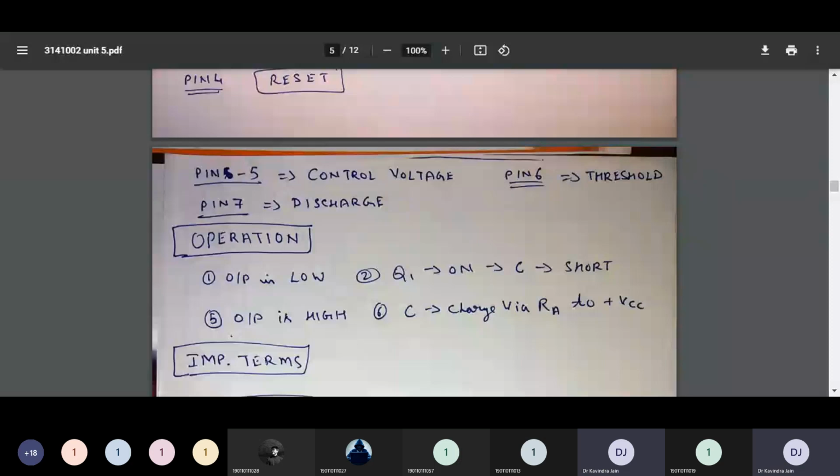Step number 11: capacitor C rapidly discharges through the transmitter.